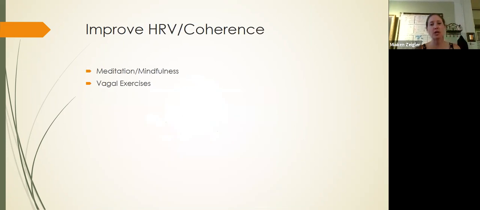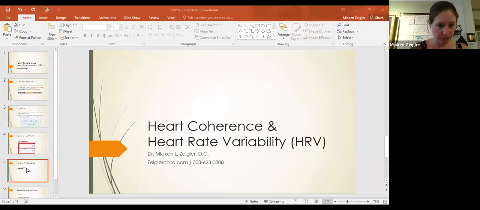So how do we improve HRV coherence? Meditation and mindfulness can be amazing. I also like to do vagal exercises. When we go over your anniversary report, I like to give out a chart that breaks down your core score, to help us evaluate, if you have a low reserve or poor scoring in terms of your heart rate variability, how can you address it? Okay, so I'm going to just go to the slide here.